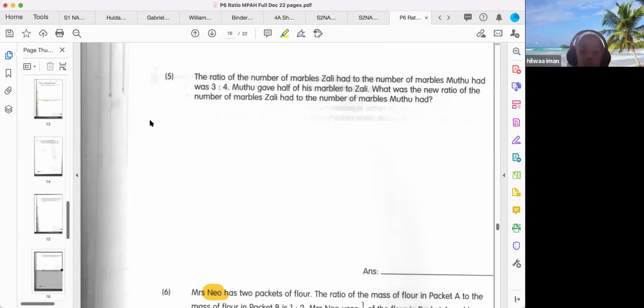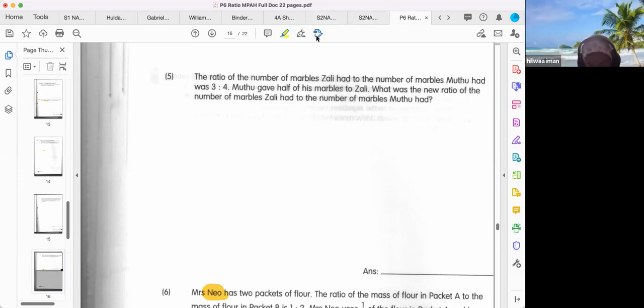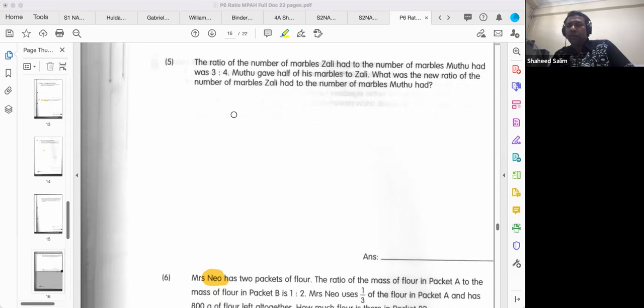It's 5 to 2. Let's see. I'm going to go step by step. Zali. So Mutu gave half of his. Yeah, correct. 5 to 2. Well done. So easy. Then we do the next one. Easy. This one. I thought we the other way around, but never mind. Try now. This one.